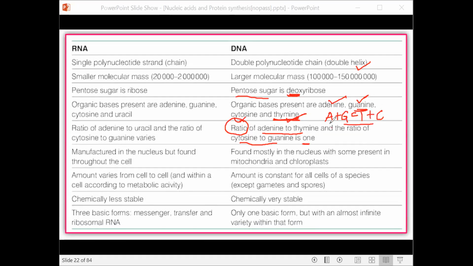This law, that the number of purines and the number of pyrimidines in the DNA is equal, was given by a person called Chargaff, and this is called Chargaff's rule.